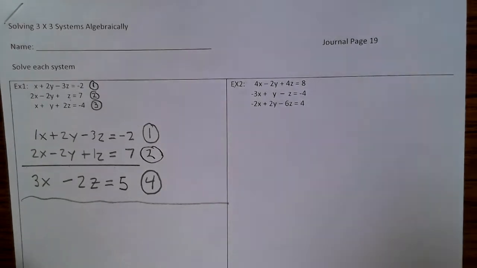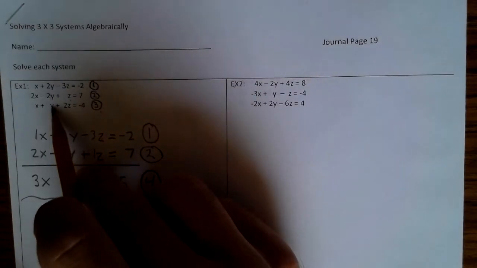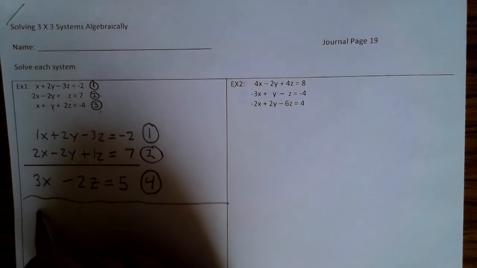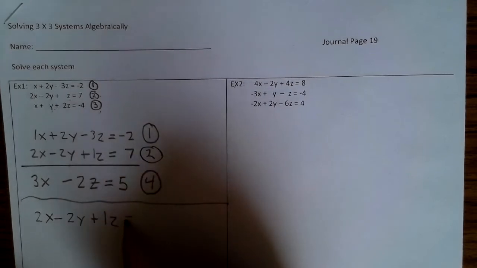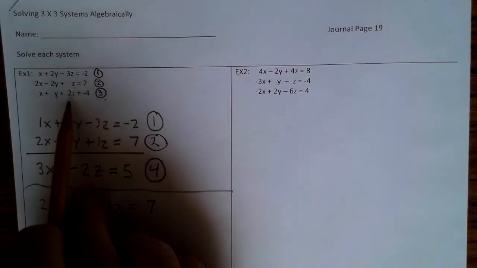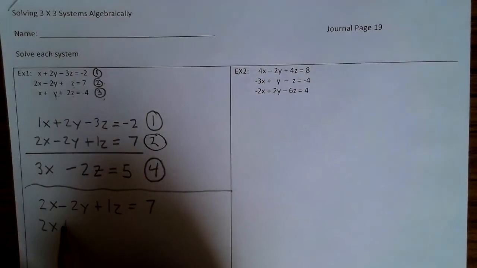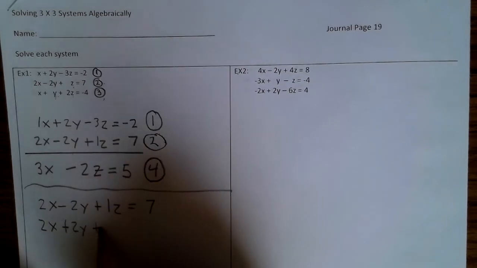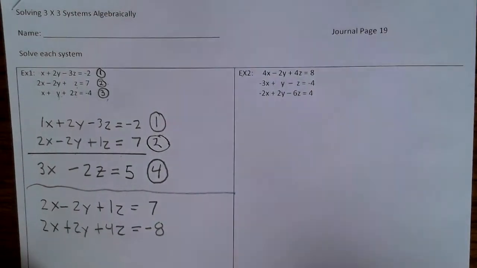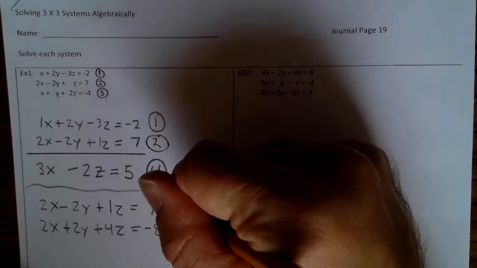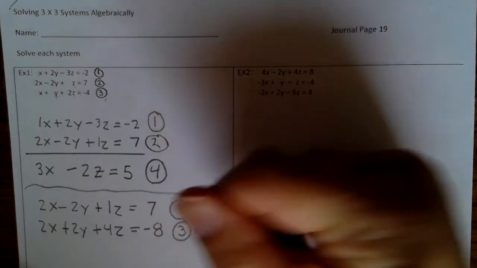Okay, now let's use equation 2 and 3 to eliminate the y. In this case, we need to multiply equation 3 by 2 so the y's will cancel. But there's nothing we need to do to equation 2. So 2x minus 2y plus 1z equals 7. We're going to multiply equation 3 by 2. So that's 2 times 1x is 2x plus 2 times 1y is 2y plus 2 times 2 is 4z equals 2 times negative 4 is negative 8. Almost forgot, this is equation 2. This is equation 3 times 2.